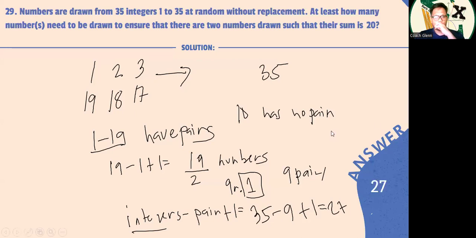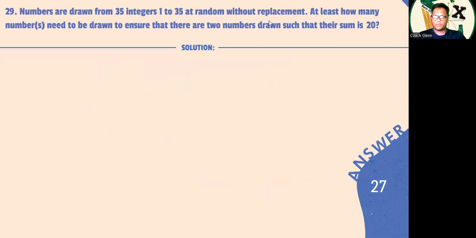Any questions for number 29? Your goal here is just to get the number of pairs. Then after getting the number of pairs, use the formula integers minus pairs plus 1, and after that you should be able to get the worst case scenario. Okay, let's go to number 30. But again, don't leave right away because we still need to solve some other numbers.